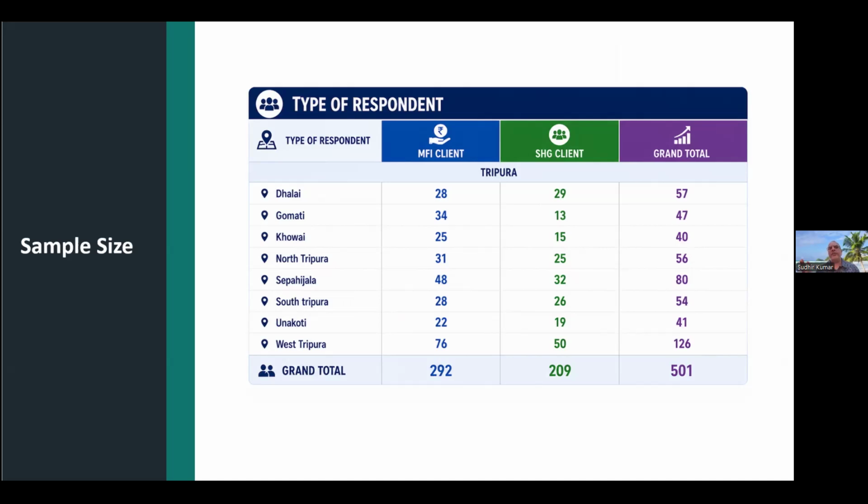So they identified the branches, they introduced their teams, and then the team introduced our team to the clients. After that, we told the MFI representative to go away. They took us to the village, and then our team members selected the members randomly.